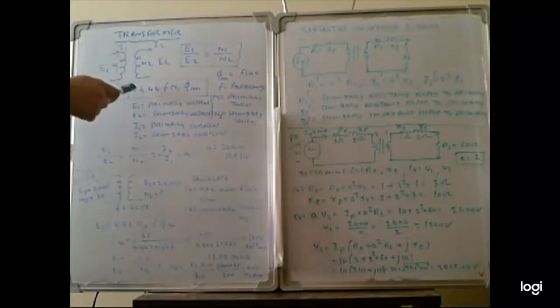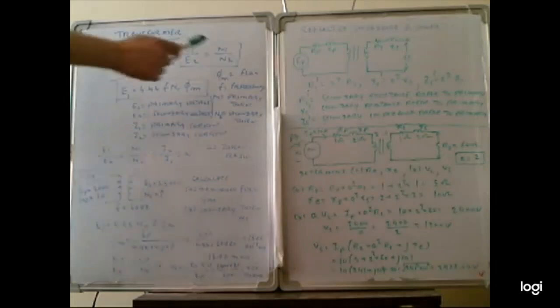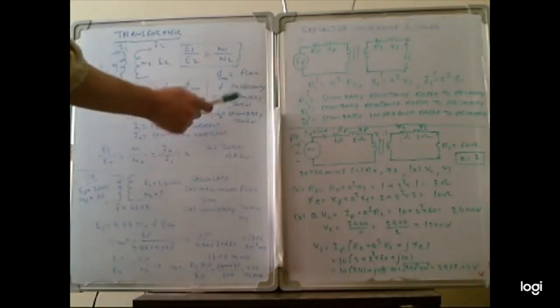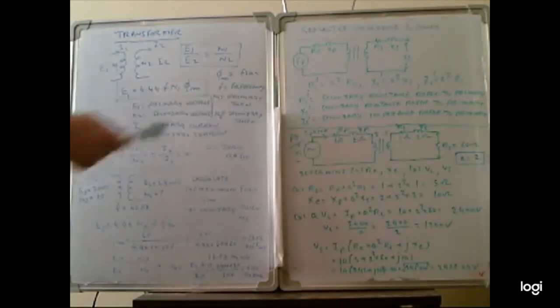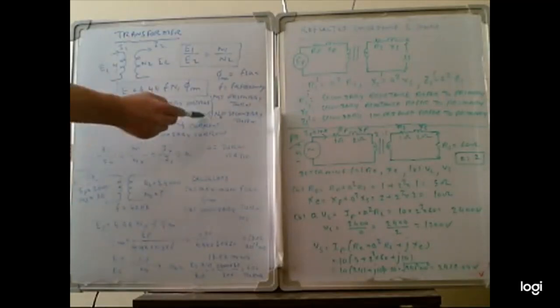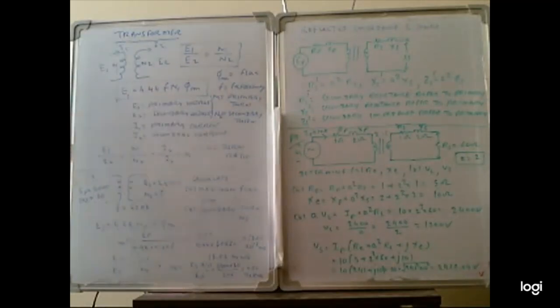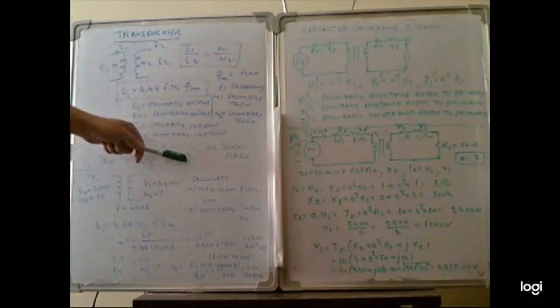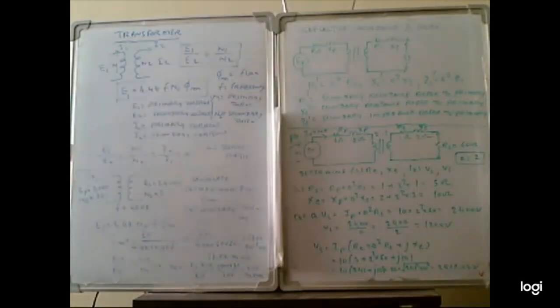Similarly, E1 can be calculated by 4.44 N1 f phi, where f is the frequency, N1 primary turns, and N2 secondary turns. You can also write down the equation E1 by E2 is equal to N1 by N2, which is the turns ratio. This is the voltage and the current equation for the transformer.